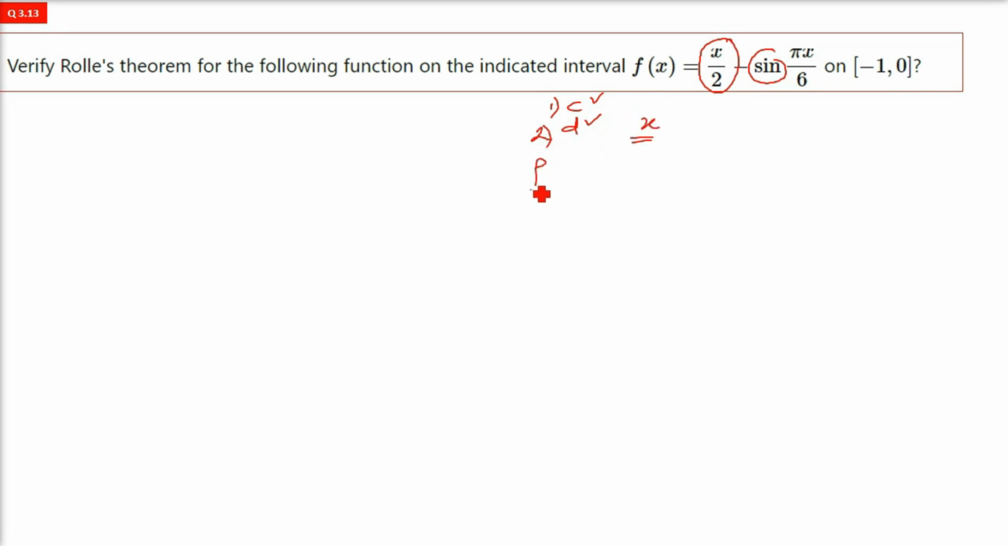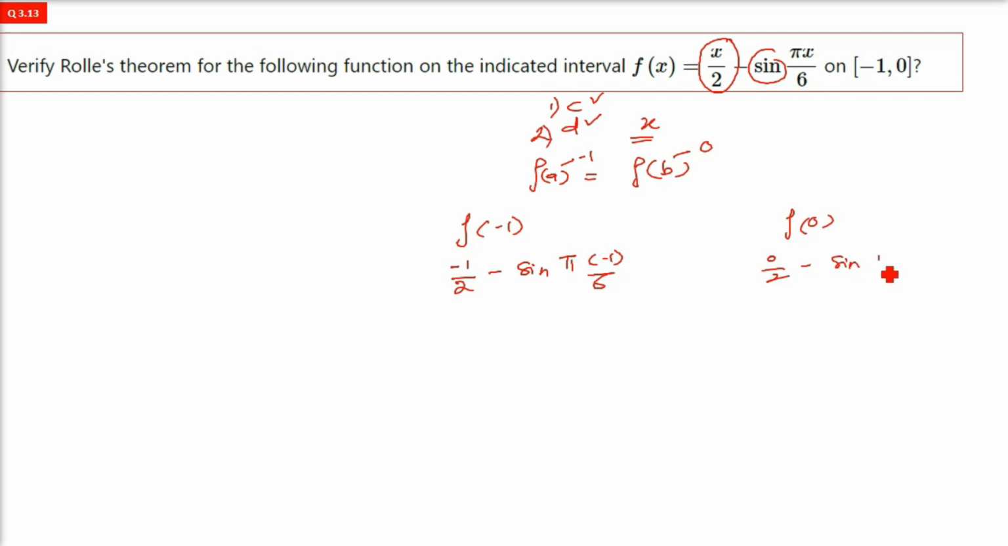And the third thing is f(a) equals f(b): the value of the function at -1 and the value of the function at 0, whether they are equal or not. Let's check. So f(-1) we have to find and f(0) we have to compute. This is -1/2 minus sin(π times -1 divided by 6). Here we will have 0/2 minus sin(π·0/6). See, sin 0 is 0, 0/2 is 0, 0 minus 0 is 0.